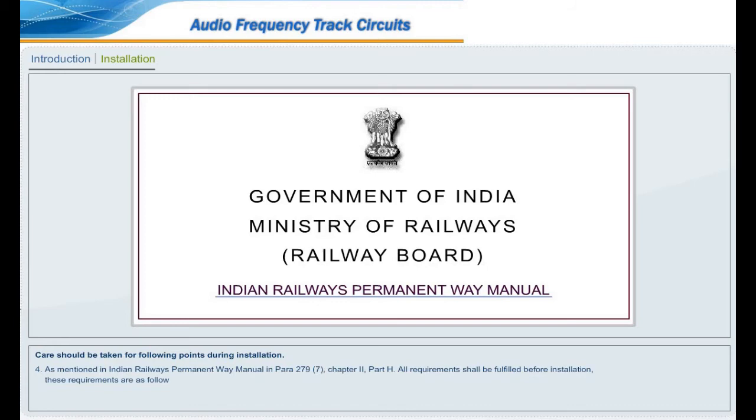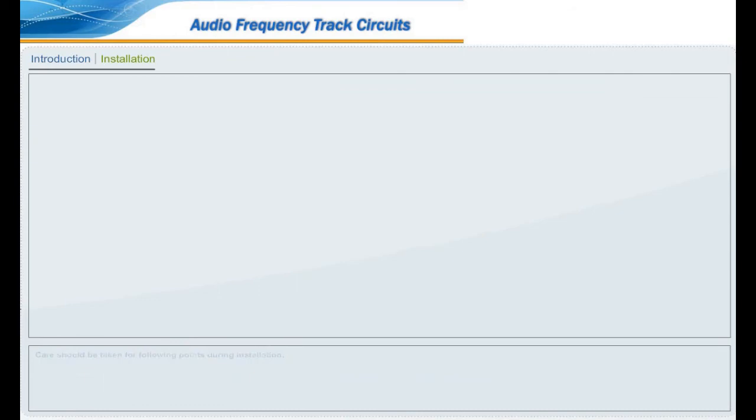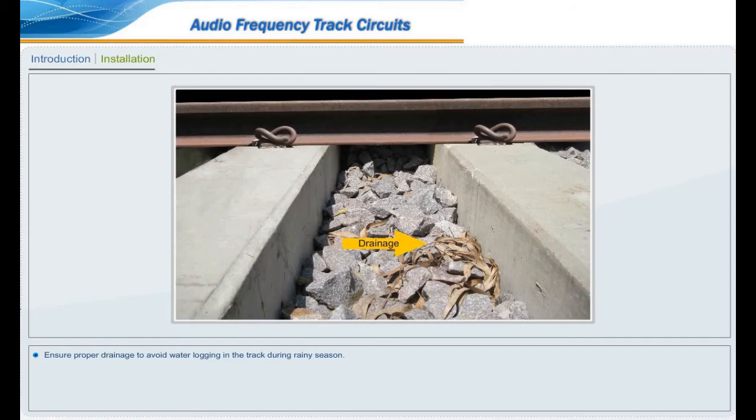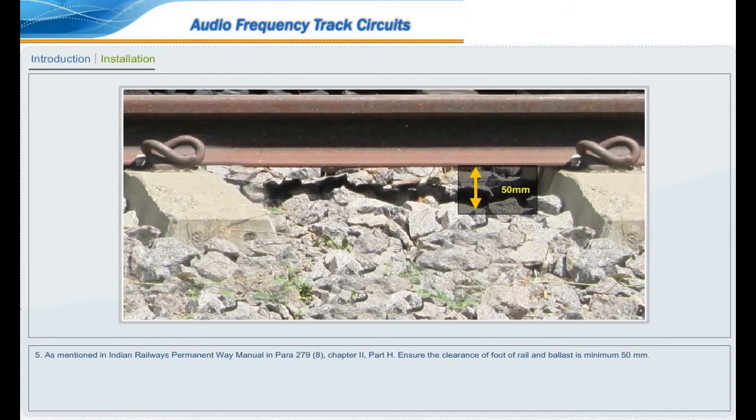All requirements shall be fulfilled before installation. These requirements are as follows. Ensure provision of liners and rubber pads under both rails. Ensure proper drainage to avoid waterlogging in the track during rainy season. As mentioned in the Indian Railways Permanent Way Manual, Para 279, Subpara 8 of Chapter 2, Part H, ensure the clearance of foot of rail and ballast is minimum 50 mm.